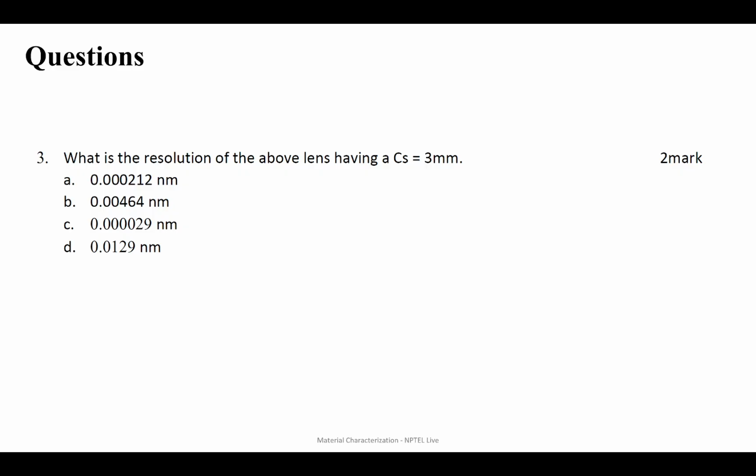What is the resolution of the above lens having a Cs of 3 millimeters, that is, spherical aberration constant of 3 millimeters? 0.000212 nanometers, 0.00464 nanometers, 0.000029 nanometers, 0.0129 nanometers. So you have to use the values from the previous question as well as this question, which is Cs equals 3 mm, the constant of spherical aberration.